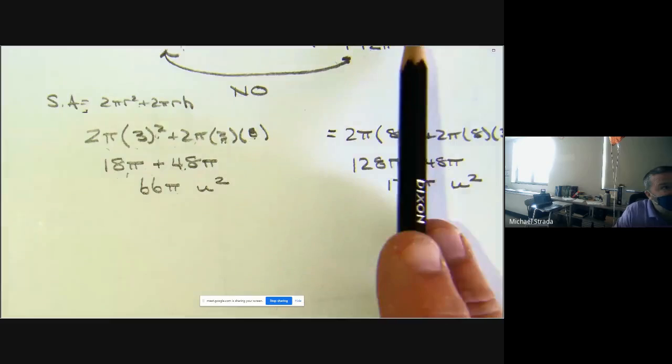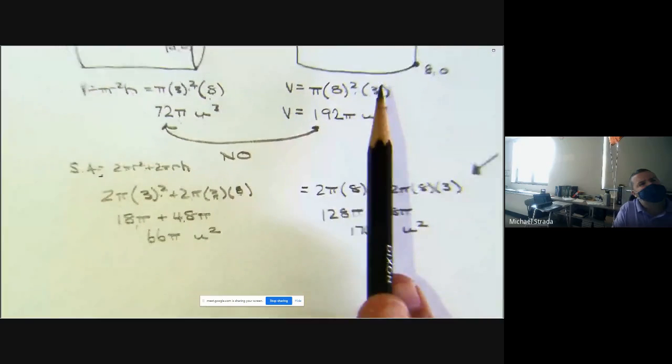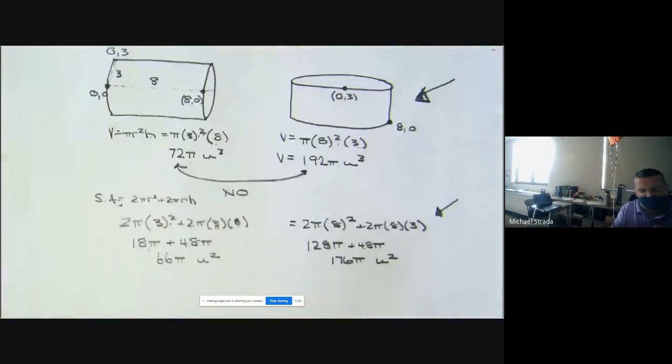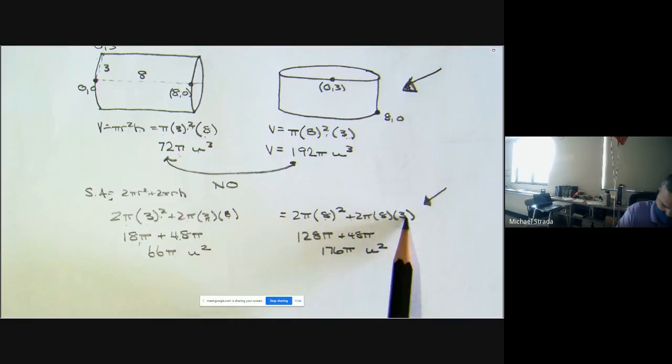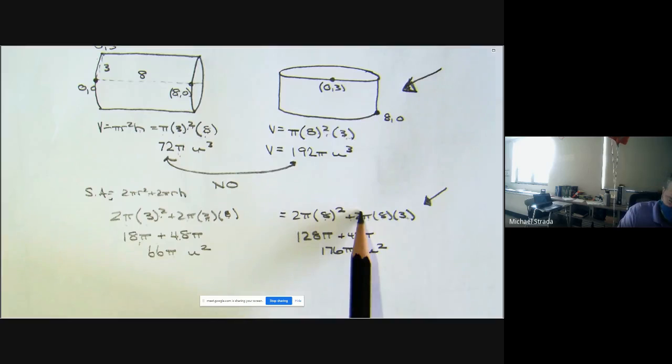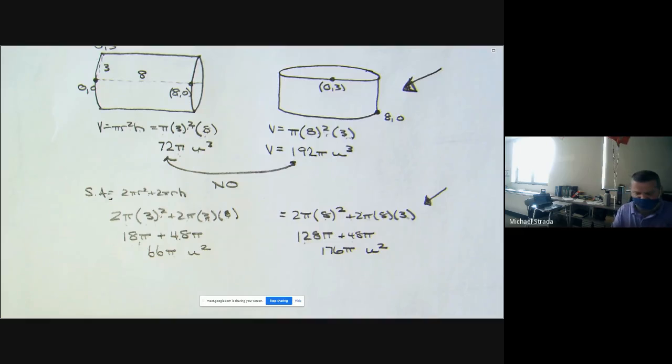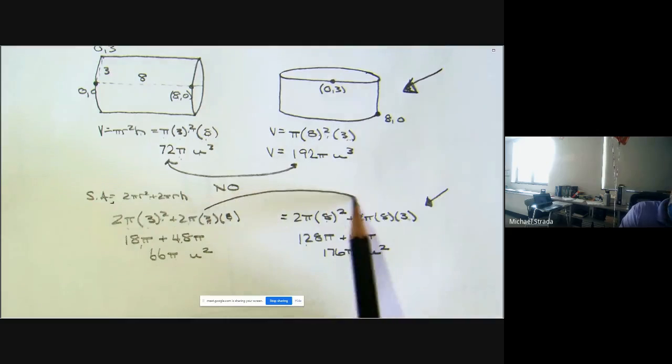For the one on the right, the 3 and the 8 switch roles, so 2 pi 8 squared plus 2 pi times 8 times 3. 8 times 3 is 24. 24 times 2 is 48. 8 squared is 64. 64 times 2 is 128. Add them up, I get 176 pi. Notice once again they are different. However, what is the same?